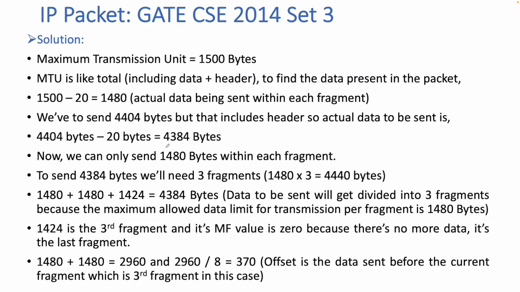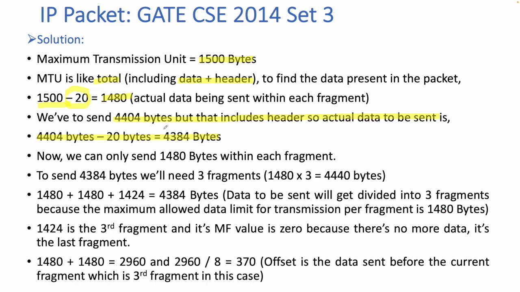So let's see. The MTU is 1500 bytes. That is, the maximum data which the router can send is 1500 bytes. The MTU is like the total, that is data plus header. So to find the data present in the packet, we will subtract the header, that is 20 bytes, from the maximum transmission unit, which is the total, right? So the data being sent is 1480 bytes, right?